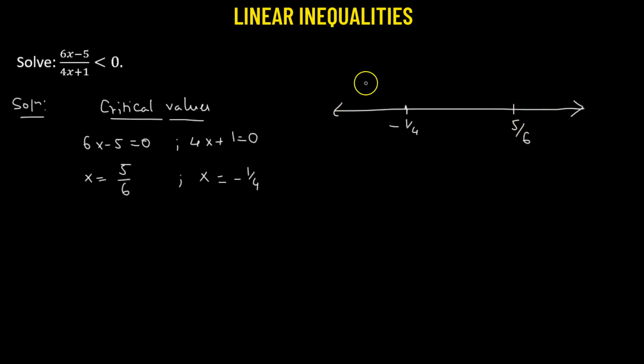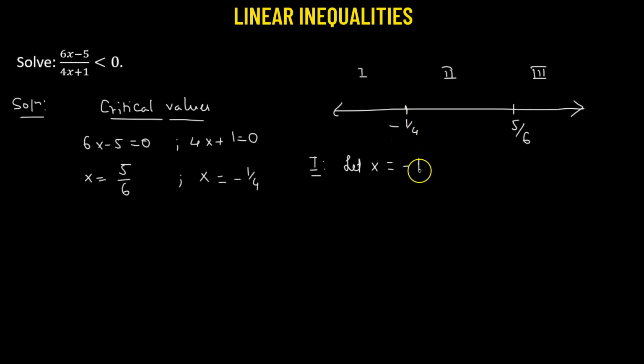We'll divide our number line into 3 regions. So we have region number 1, region number 2 and region number 3. Our task will be to find out the sign of this rational expression, 6x minus 5 divided by 4x plus 1, in these 3 regions. How do we do that? We'll begin with region number 1. For that, we will consider a value of x which is less than x equals negative 1 over 4.